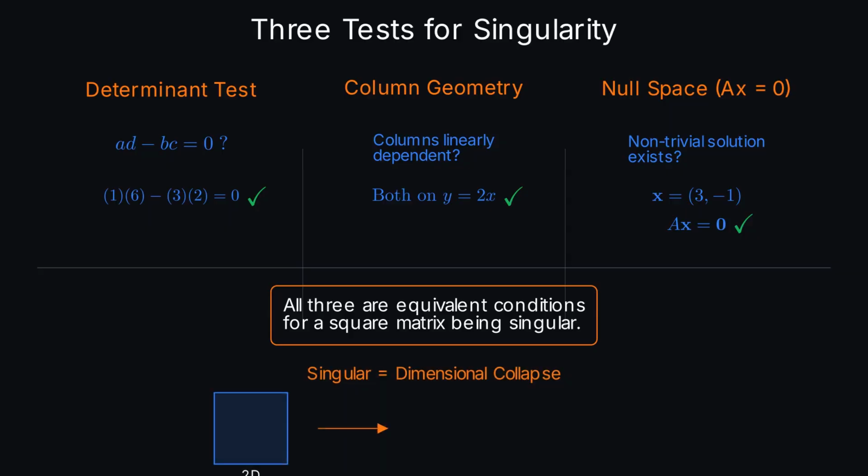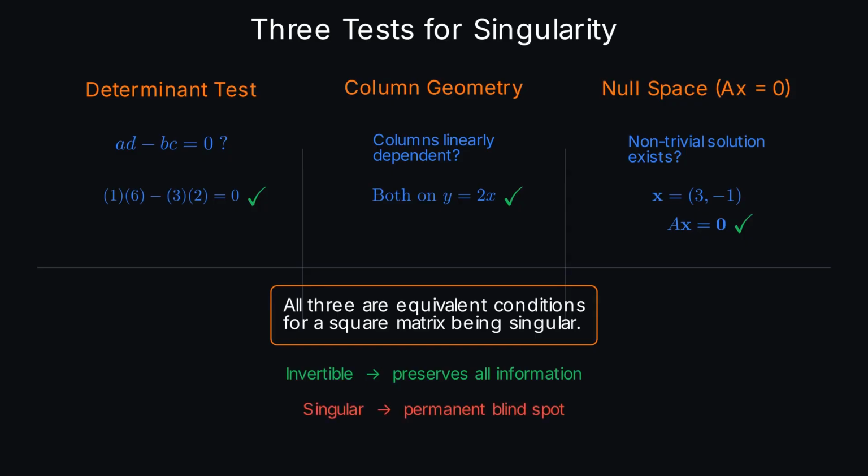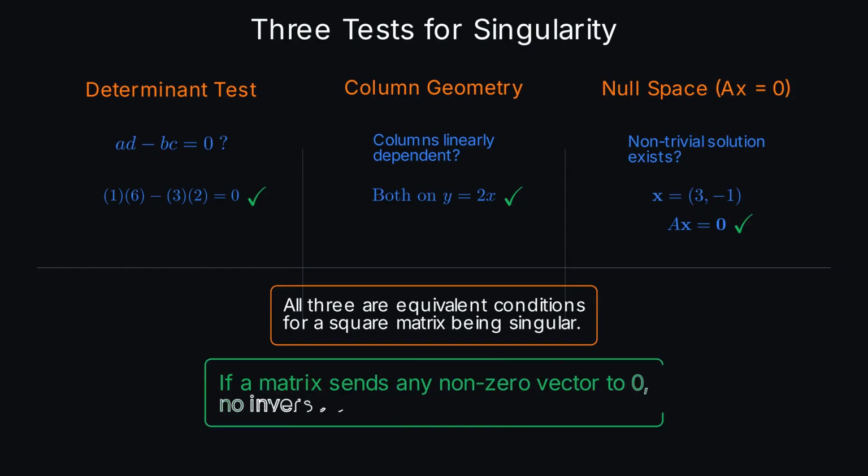The unifying idea is this. A singular matrix collapses the dimension of its output space, squashing 2D onto a single line. This collapse is irreversible. This dividing line, where Ax equals 0 has non-trivial solutions, appears throughout linear algebra, governing systems of equations, eigenvalues, rank, and dimension. The invertible matrix preserves all information. The singular matrix has a permanent blind spot. If a matrix sends any non-zero vector into the void, no operation in existence can bring it back.